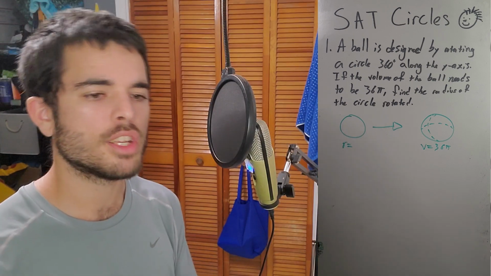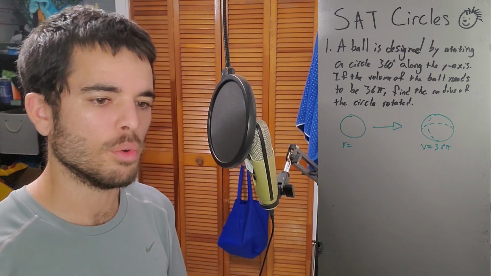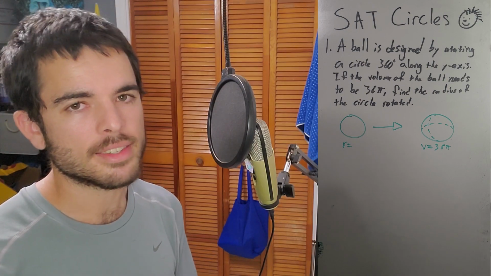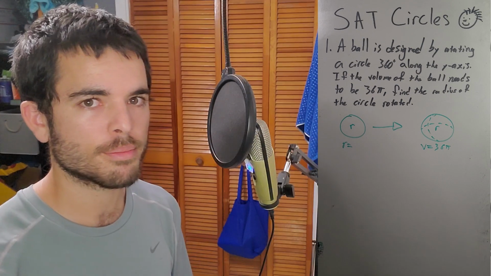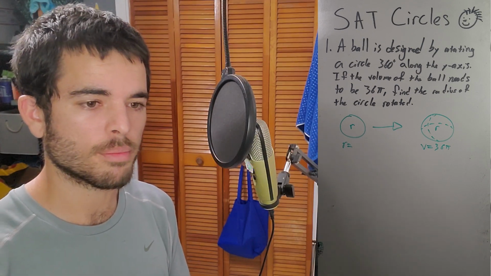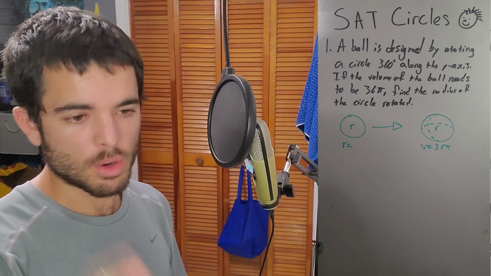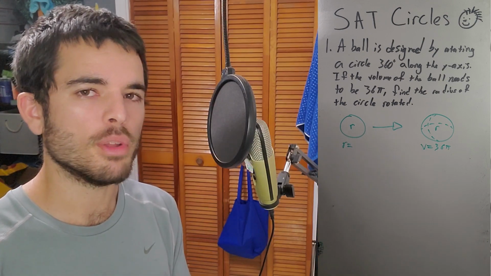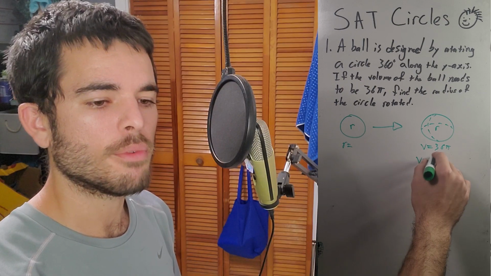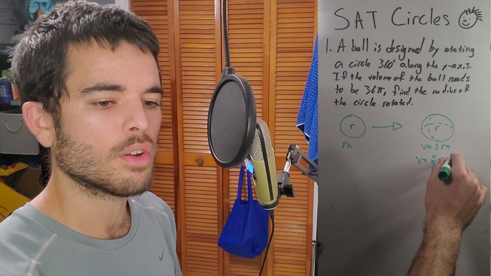So we kind of have to reverse engineer our way back into the circle, but that's okay. I know that the radius is the same for my sphere and my circle. It's the same exact radius. That doesn't change. It didn't enlarge or shrink. Now, in order to relate the volume to the radius, we have to remember the formula for a sphere. And that's going to be 4/3 pi r cubed.